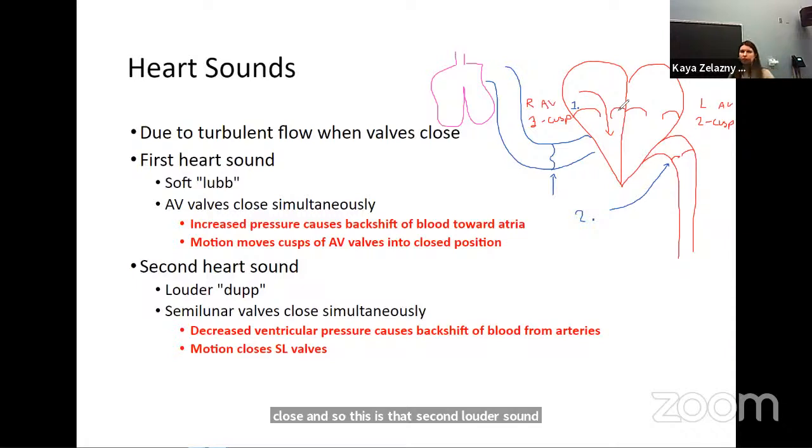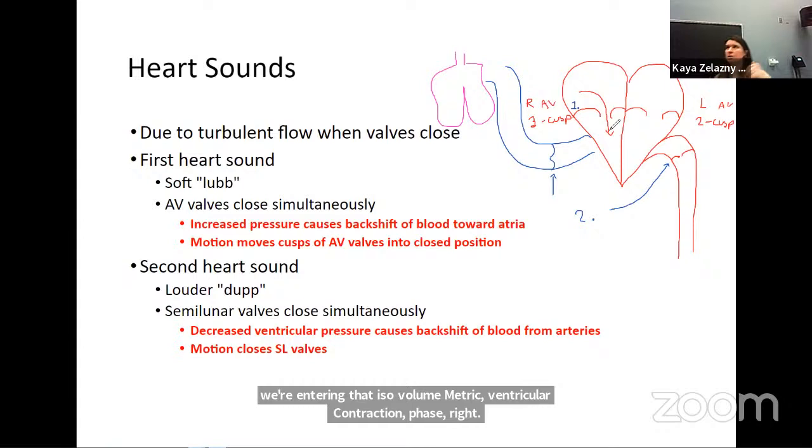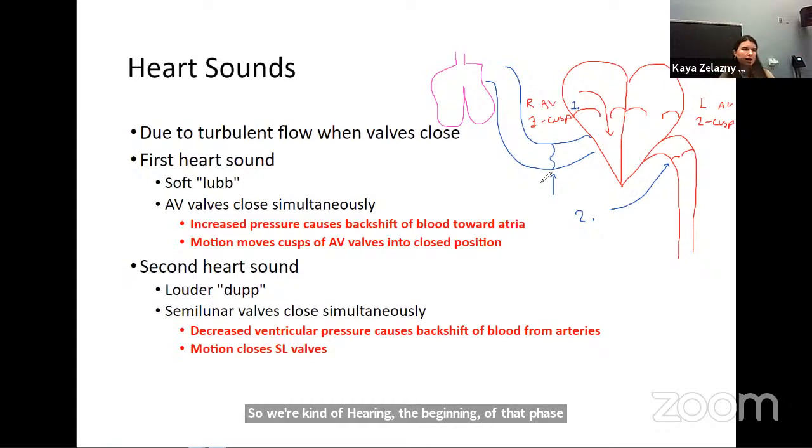So we can hear part of the rhythm of the heart because we can hear first as those valves are closing. Essentially, the first sound we're hearing is as we're entering that isovolumetric ventricular contraction phase, right? So we're hearing the beginning of phase 2 of our cardiac cycle. And then our semilunar valves are closing basically at the end, right? So phase 4 is when we have our isovolumetric ventricular relaxation.